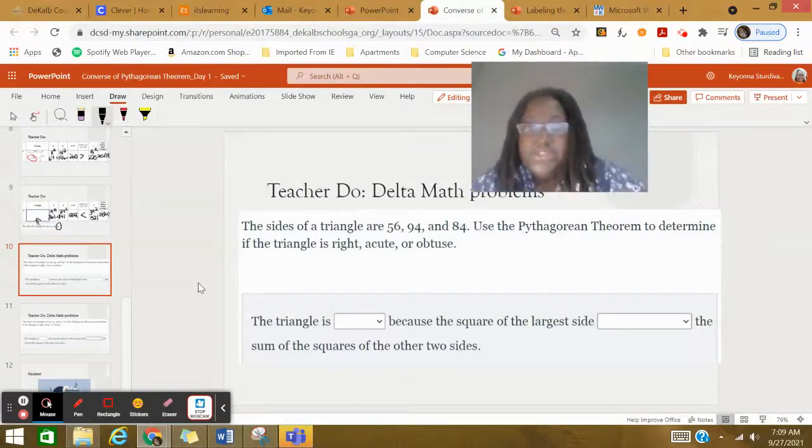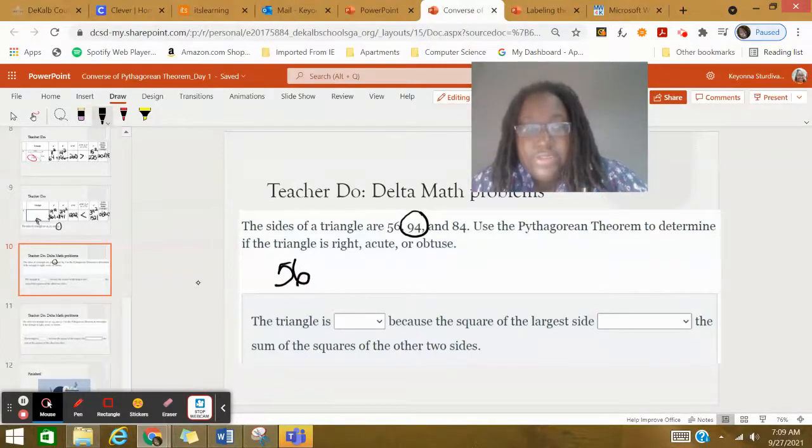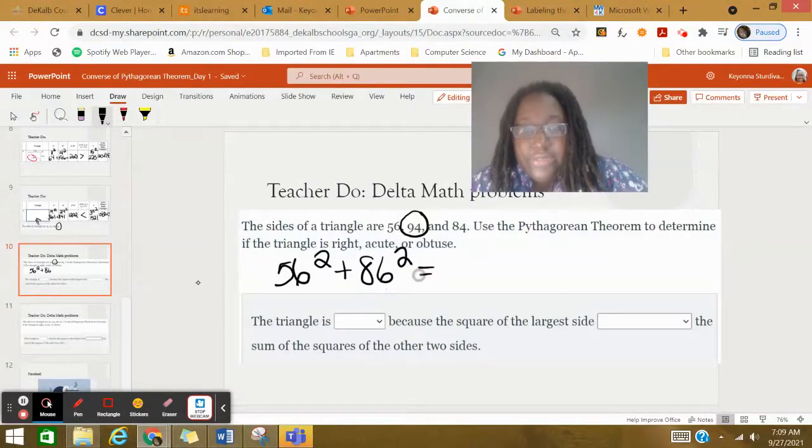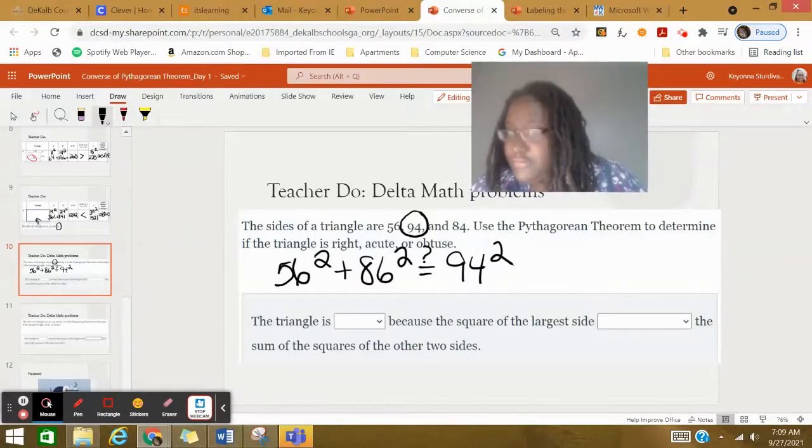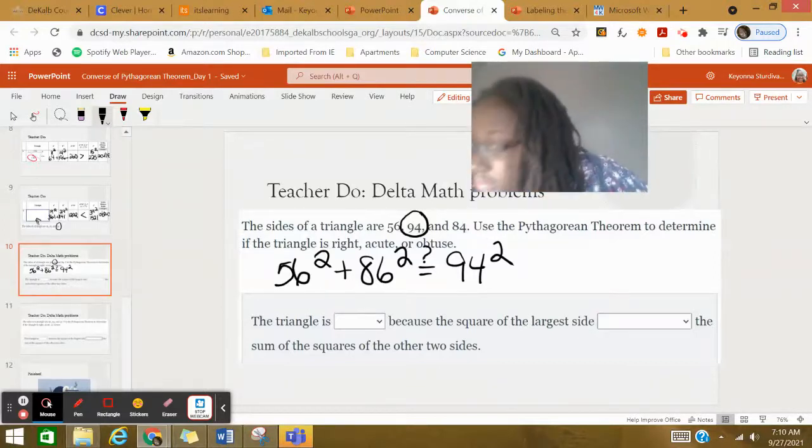I got 56, 94, and 84. Again, I'm going to go ahead and just circle what my biggest value is. So I'm going to do 56, and this time I don't have a chart, but it's okay because the steps are the same. I'm going to do 56 squared plus 86 squared, and I want to know, is that equal to 94 squared?